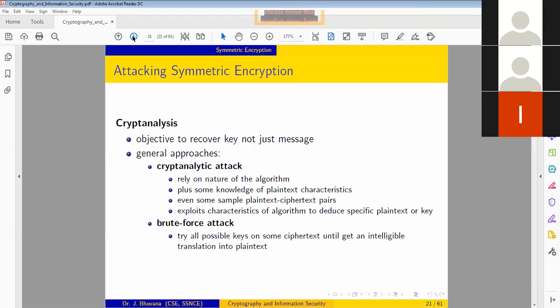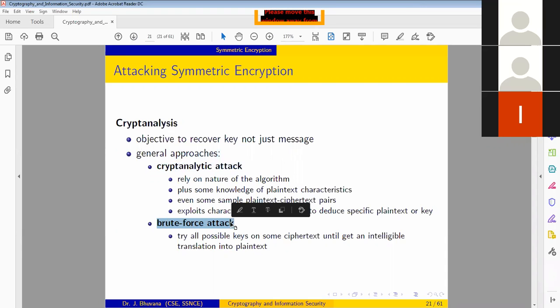Okay, so that may be the actual intention of the attacker, getting the key being used. So there are two different possible attacks. One is cryptanalysis itself, the cryptanalytic attack. Another one is the brute force attack.